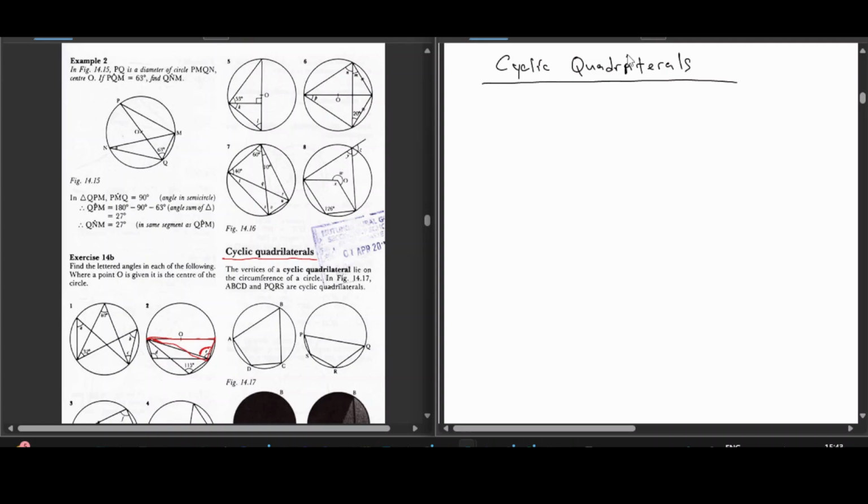What you should appreciate firstly is you have to be able to notice cyclic quadrilaterals. They are not always going to be obvious. You can have a quadrilateral inside a circle, but it's not a cyclic quadrilateral. So in a moment, I'm going to explain what a cyclic quadrilateral is. But take a look at this.